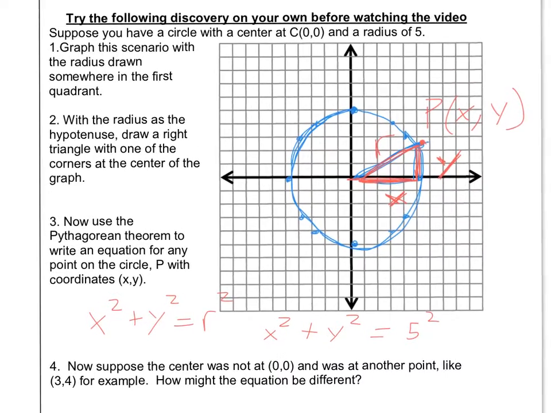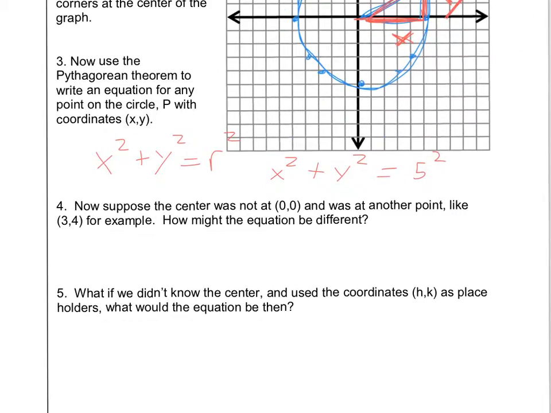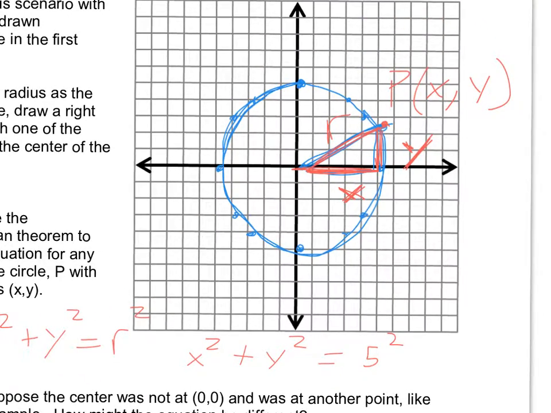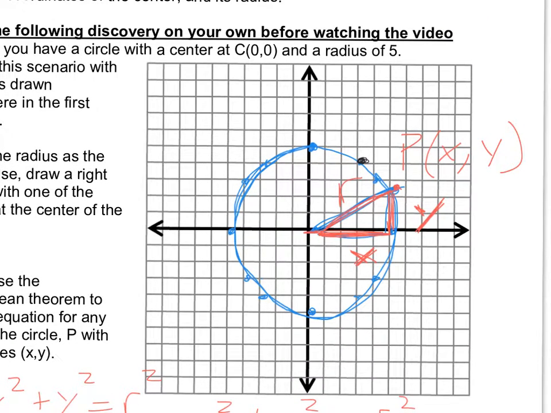And I'm going to try and sketch this. I'll just sketch it up here. So if we had a center at 3, 4, that would be here. And if it was the same radius, I'll try and sketch that real quick. Alright, so there's my new circle now with a center at 3, 4. And I want you to think about this right triangle. I'll try and just sketch one in here somewhere arbitrarily.